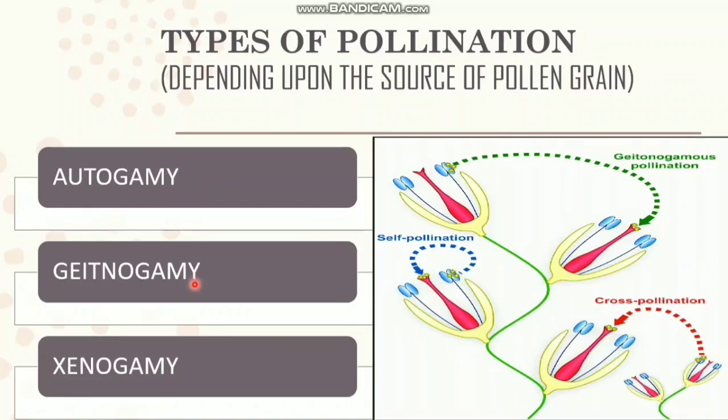Second is geitonogamy. It is the pollination which occurs between two flowers which are located on the same plant. Such type of pollination is known as geitonogamous pollination. And the third type is xenogamy. Here the transfer of pollen takes place from one flower to another, and these flowers are present on two different individual plants. So it is known as cross-pollination or xenogamy.